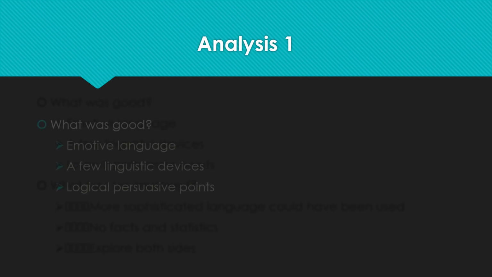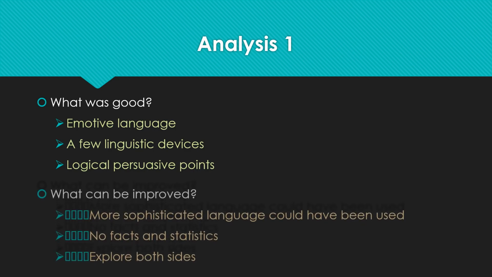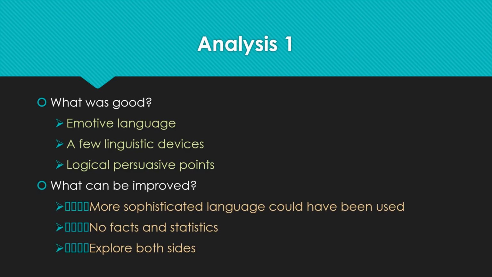So here's the analysis of it. What was good? It had emotive language, a few linguistic devices such as hyperbole and rhetorical question, and logical persuasive points. What could be improved? More sophisticated language could have been used. There were no facts and statistics, and you should be exploring both sides. Like I said, an article is supposed to be informative. You can't be informative by only giving one side. That is closer to a letter or a speech. So remember, both sides in order for it to be an article.